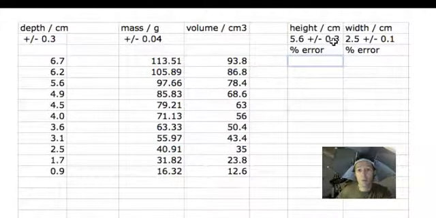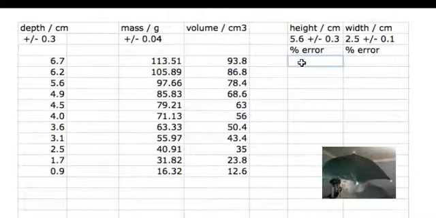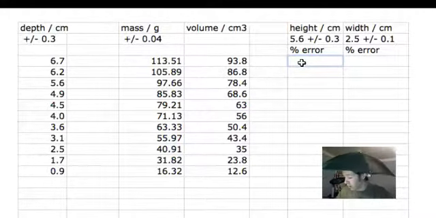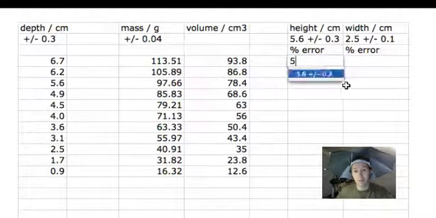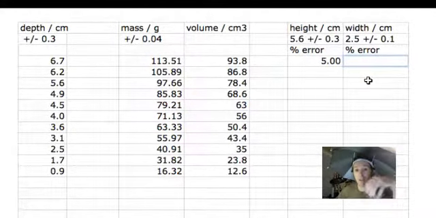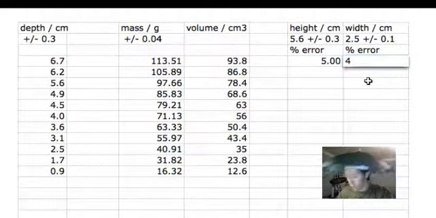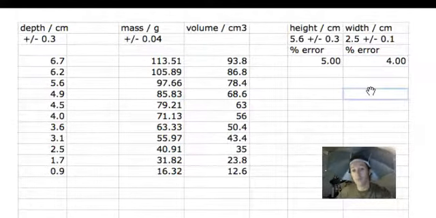I just chose randomly 0.3 centimeters for the height. Now I'm going to put in 0.3 divided by the 5.6 and get a percent error of about 5%. Then over here, for 0.1 centimeter, I have 2.5. That percent error is going to be something like 4% error, something close to that.